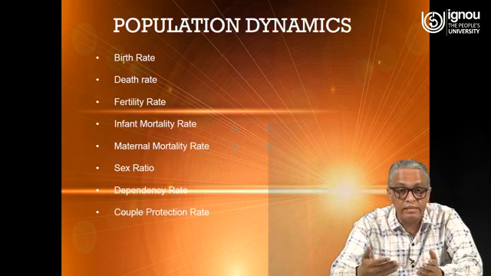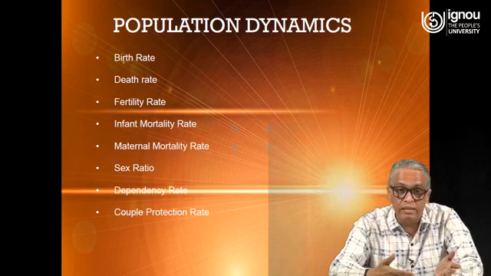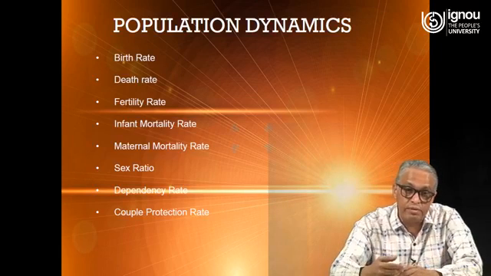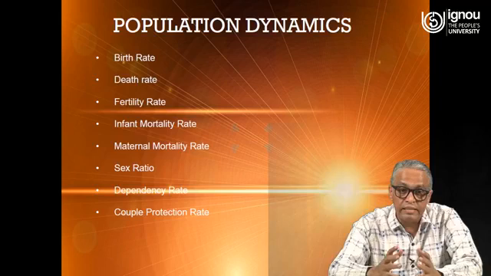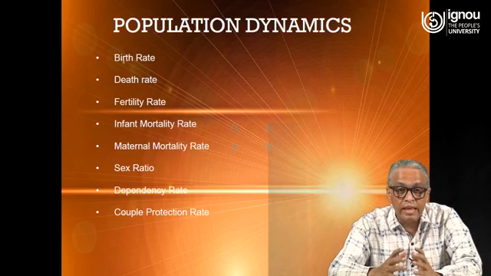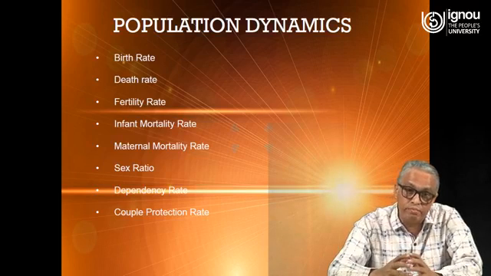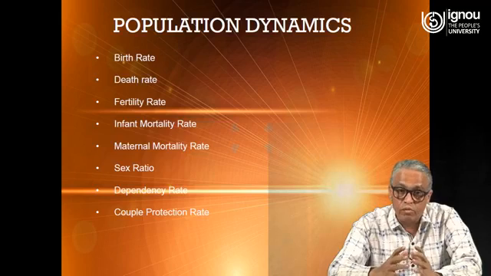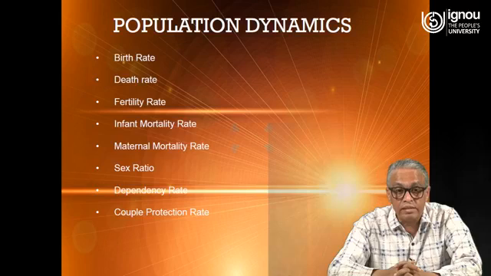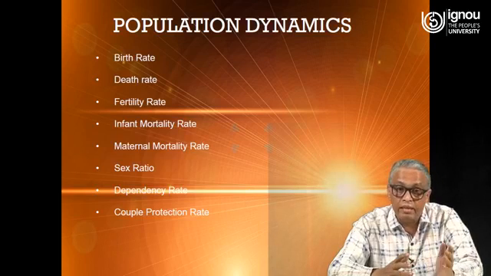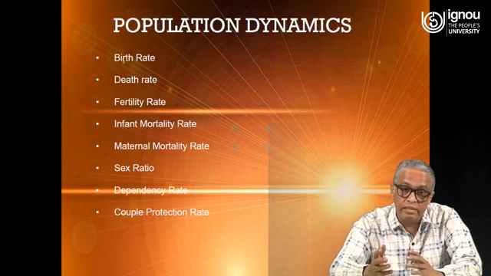Then dependency ratio means the population less than 14 years plus the population more than 65 years, divided by the working population between 15 and 65 years. The dependency ratio in India is 42%. And couple protection rate shows how many people are controlling births, because after independence, in 1977 we had the population policy where we introduced family planning to control the population. So the couple protection rate is 57%, meaning 57% of couples are using various kinds of birth control measures. But still in states like Uttar Pradesh and Bihar, which have a higher fertility rate, it is more than 3 in Bihar and more than 3 in Uttar Pradesh.